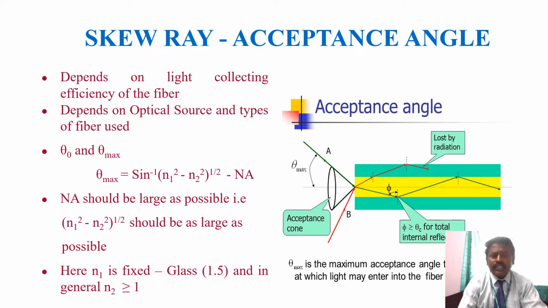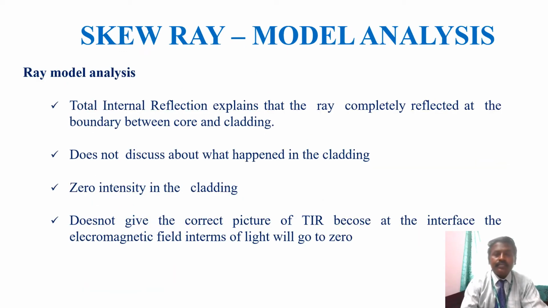Here n1 is fixed, that is the refractive index of the core. That is the glass we are using here. The refractive index of the glass is 1.5, and in general the n2 value must be greater than or equal to 1. This is a condition we have to satisfy for the skew ray.